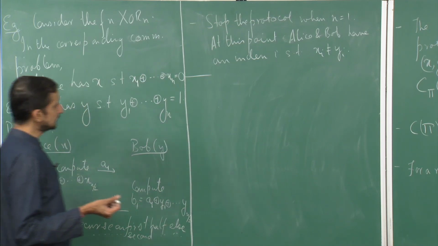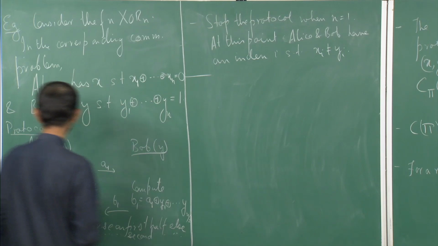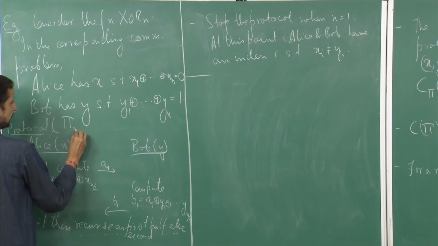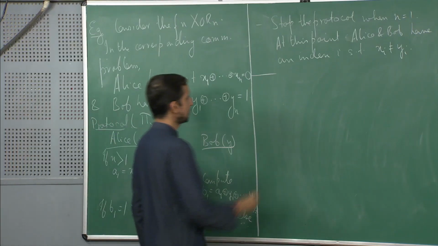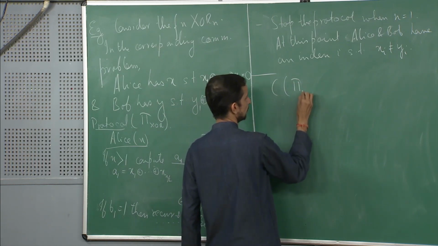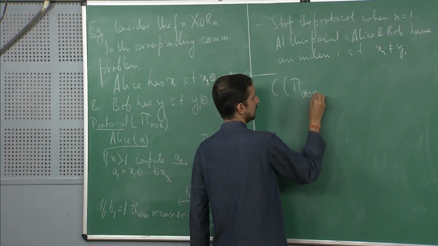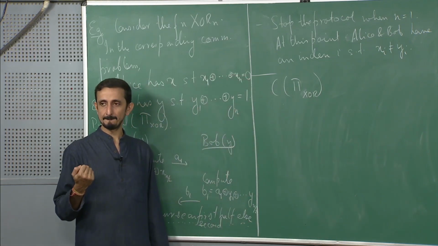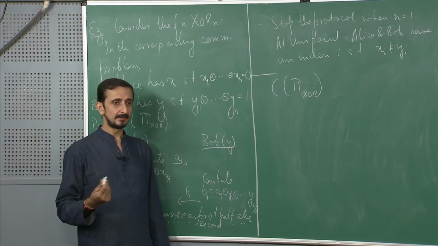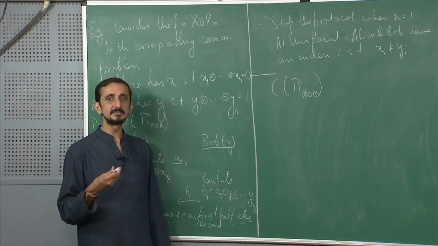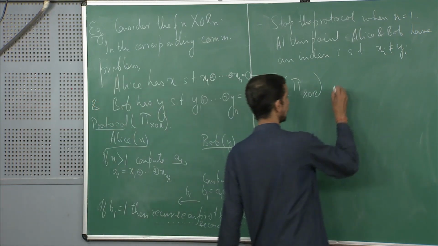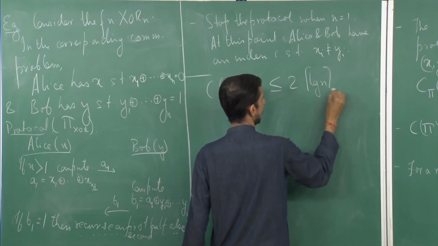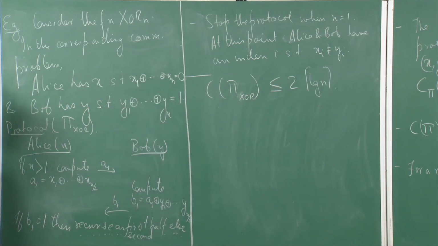So what is the communication complexity of this protocol? Let's give this a name, let's call this pi XOR. The communication complexity of pi XOR is how much? How many rounds would there be? There are ceiling of log n rounds, and in each round we communicate 2 bits. So we have a total of at most 2 log n bits communicated.